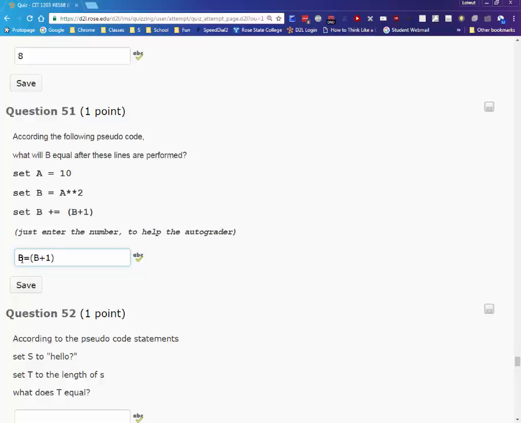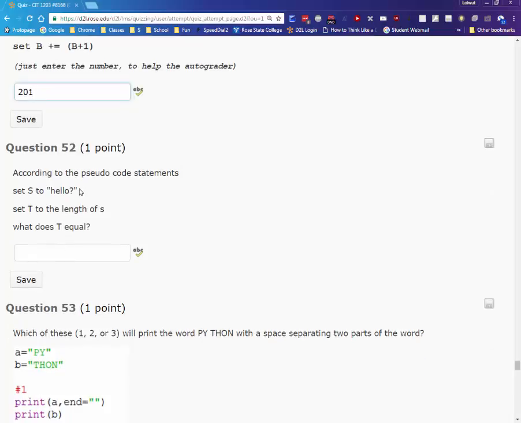So that means B is equal to B plus 1. So what's B plus 1? Well, it equaled 100, so that's 101, and we add that to 100, so the answer is 201. More than half the class put 101, so I'm going to give you credit for it. If I gave you partial credit, just figure out how much of that point you missed. If I gave you 50% or whatever, then put on your notes that you want 0.5 points for question 51.